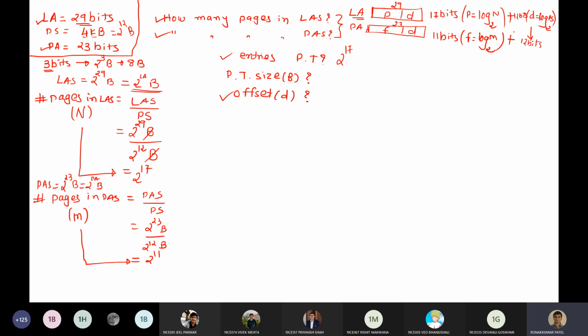Offset, we have answered the question. Now one thing is left is page table size, right. So this is your page table.